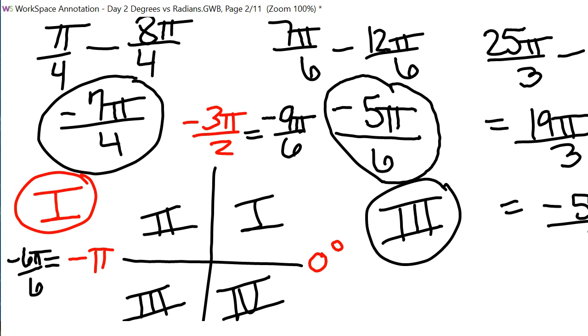So negative 5 pi over 3. Since I already have this one marked up with pi over 6, there's my answer here. But what if I made this with a 6 for the denominator? This would be negative 10 pi over 6. And in which quadrant would negative 10 pi over 6 terminate?